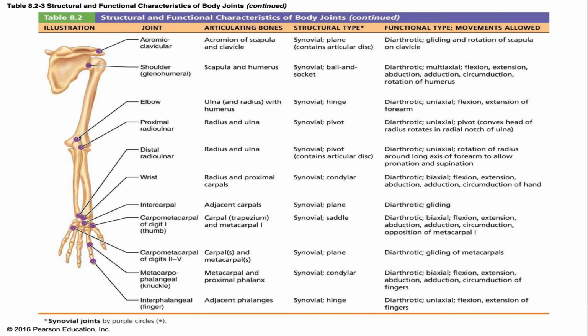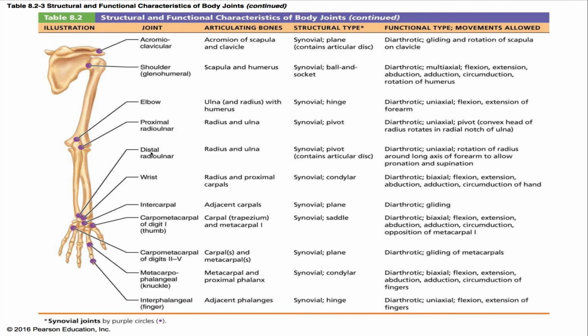Elbow now. Your elbow joint, again, the bones are, as you guys know already, your radius and ulna, along with your humerus. So this is a hinge joint. It's a type of synovial joint. It's diarthrotic, uniaxial. You have flexion and extension of your forearm here. The proximal radial ulnar, the bones that are articulating are the radius and the ulna. It's a synovial joint also, a pivot joint, diarthrotic, uniaxial motion. You get pivoting of the convex head of the radius. It rotates with the radial notch of the ulna.